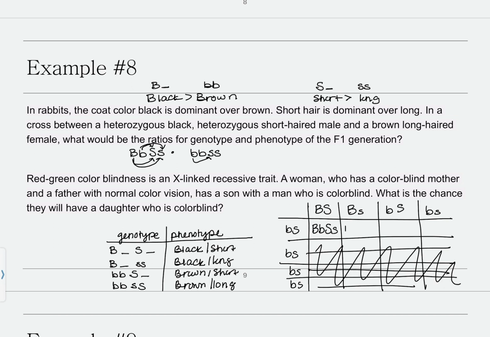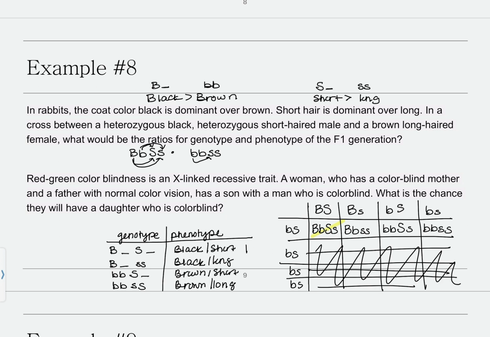Again, always write your capital letter first, or dominant allele first. And then 2 lowercase. Okay, so now let's check what our offspring genotypes match our phenotypes on the key. So black and short, we need 2 dominant alleles, one for coat color and one for hair length. That one's it. So we have 1 black and short.